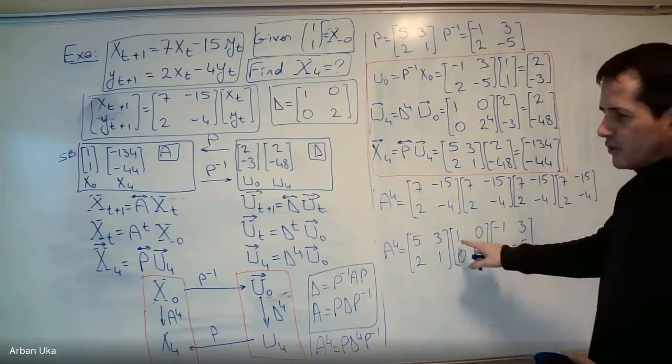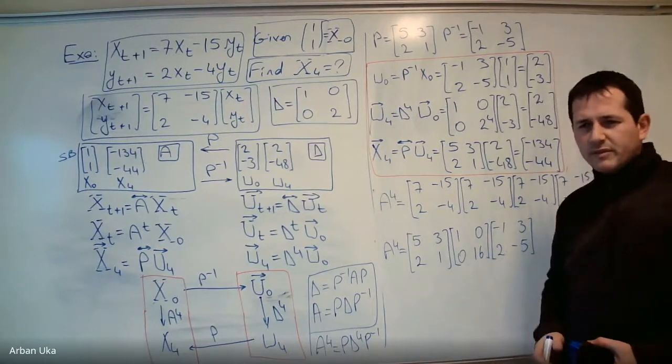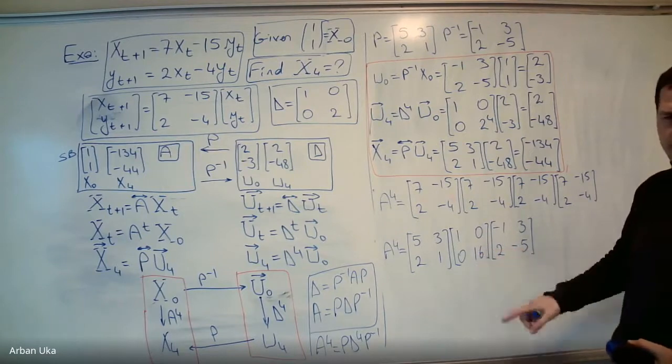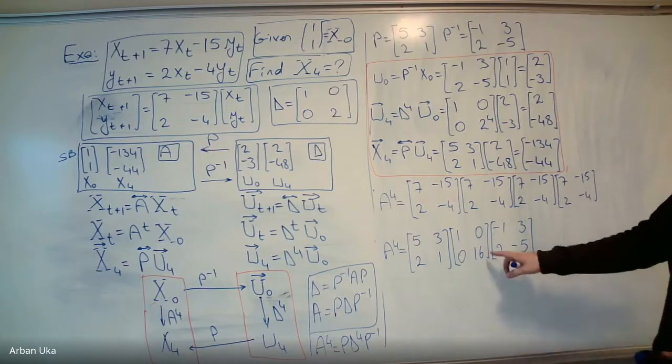But for D, we can do it because D is easy. Because when we multiply two diagonal entries, this is what you find out. Okay. So you can write it on a piece of paper with diagonal matrices, and this is what we get.